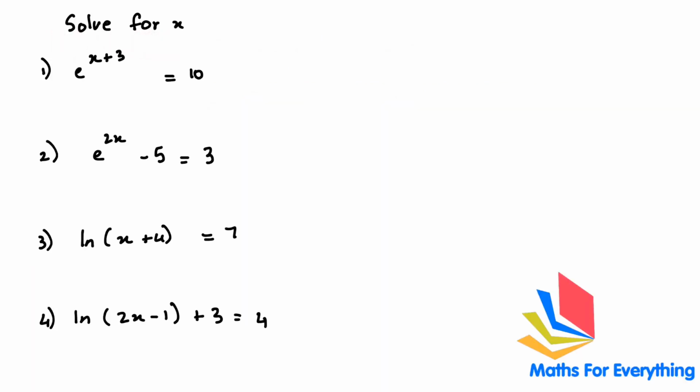Solve for x. So the first question, e to the power of x plus 3 is equal to 10. If you want to find x and you have an e, we have to introduce ln to both the sides. So we will write ln e and ln 10. The ln and the e will get cancelled and we will get x plus 3 is equal to ln 10. Therefore, x is equal to ln 10 minus 3.